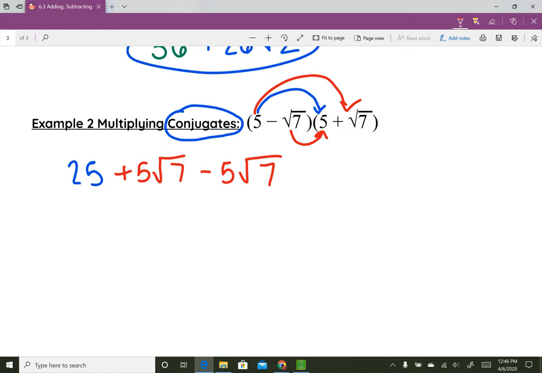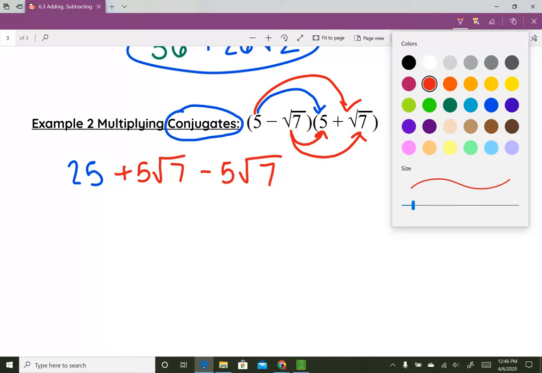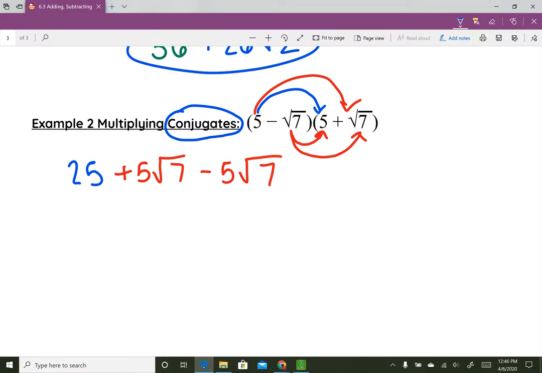And then lastly, I have negative square root of 7 times negative square root of 7. So, or positive square root of 7 rather. So negative times a positive is a negative, and I have square root of 7 times 7.